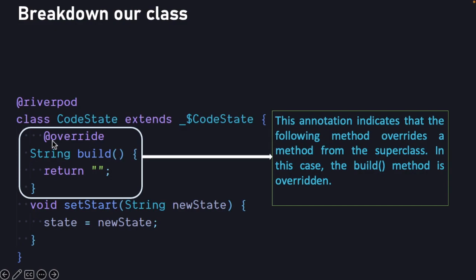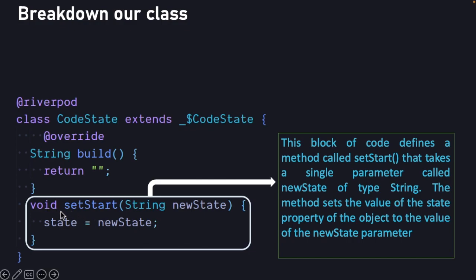Okay, so let's move on. In here we have the override annotation. This indicates that the following method, which is the build method, overrides a method from the superclass. So let's move on.